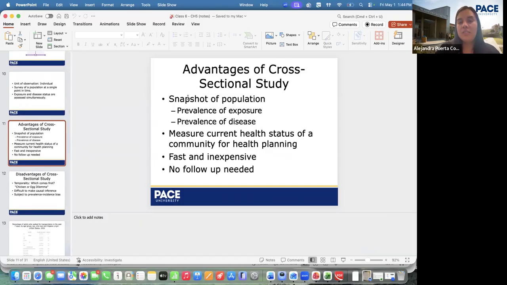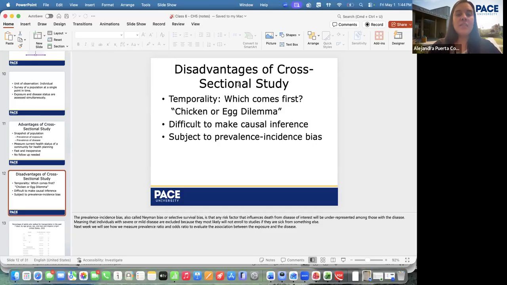Advantages of cross-sectional studies. It will give you a prevalence of the exposure and the disease at the same time, right? Because it's a snapshot of the population and it will measure the current health status of a community. And this will help you on health planning, right? It's fast, it's inexpensive, you don't need any follow-up.